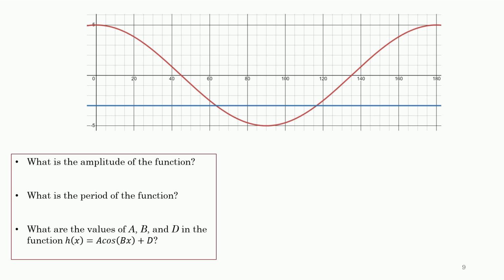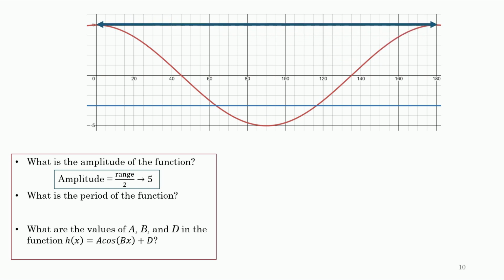All right, so amplitude, right? That's the distance above or below the midline. The midline is at 0, so it looks like it's going to be 5. There's another way to find amplitude. You can take the range, divide by 2. The range, well, that's 10. 10 divided by 2, 5. Either way, amplitude's 5.